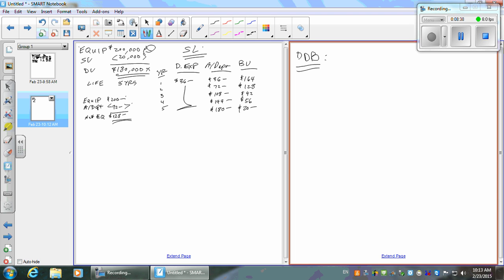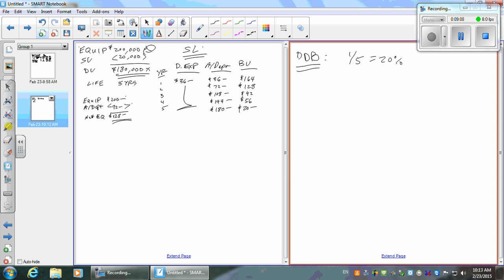Okay. So what we do is we take straight line, what it would have been for straight line per year, not the amount, the percentage that straight line would have been, not the amount. Everybody hear that? The percentage that straight line would have been, and if it's double, we double it. If it's 150, we take 1.5 times it. Does that make sense? So what would straight line have been here, even with a 5-year life? 1/5, right? Which is 20%. Does everybody agree with that?